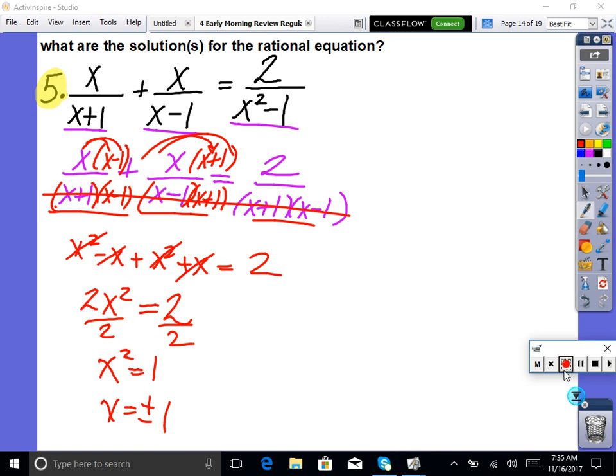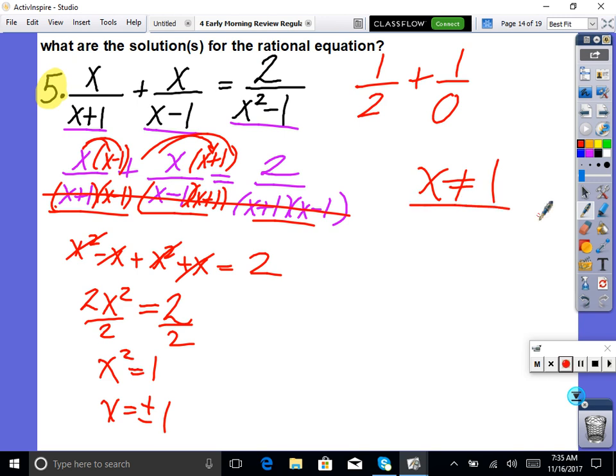Okay guys, so then we would check them by plugging them back into the original. So look what happens. If I plug in 1, I'd have 1 over 2, correct? 1 plus 1. And then plus 1 over, what's 1 minus 1? Can we divide by 0? We've got to throw that one out, right? Extraneous. Because that can't be true.